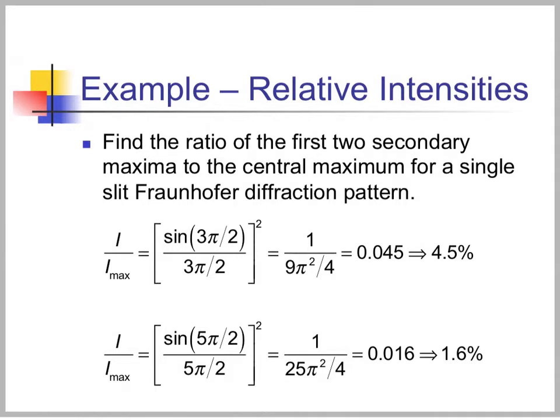And for the second one, now it's the square of sine of 5 pi over 2 over 5 pi over 2. We work that out, and it turns out to be 1.6%. So it goes down from 100% in the central maximum to only 4.5% of that, down to 1.6% for the third maximum.